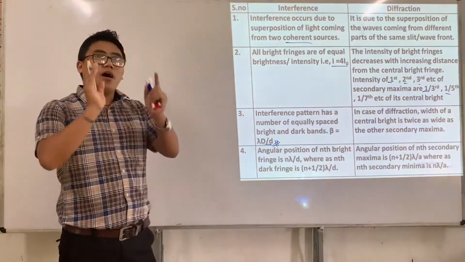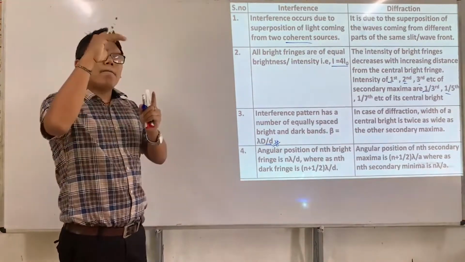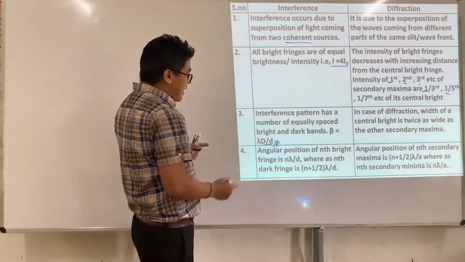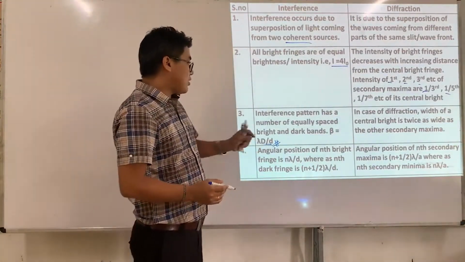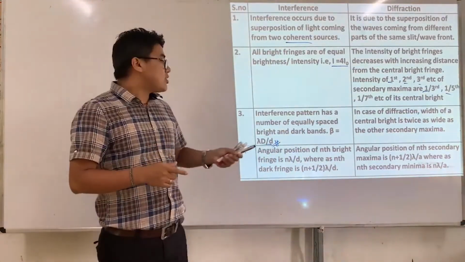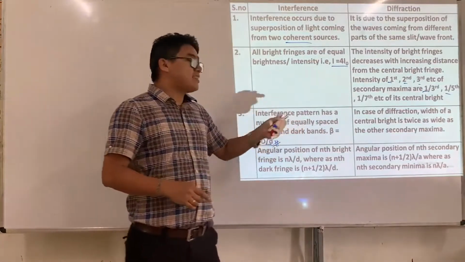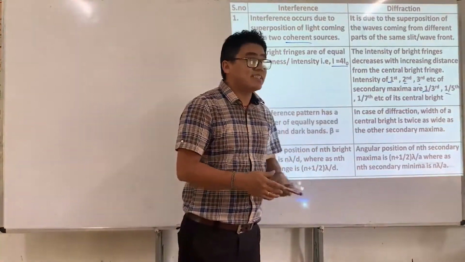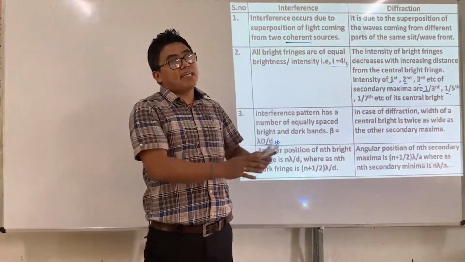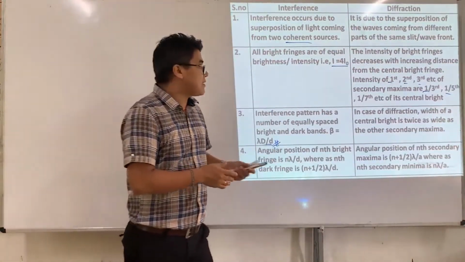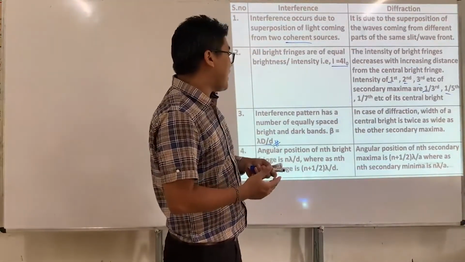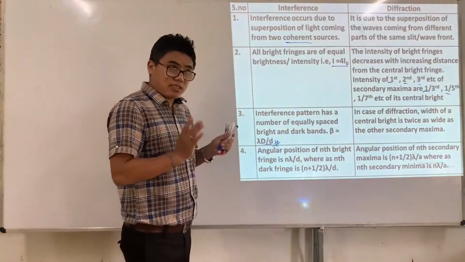the width of an individual bright band or dark band is given by lambda D by small d, whereas in case of diffraction, it is not equally spaced. In interference, it is equally spaced. However, in case of diffraction, the center is going to be twice its secondary maxima. So that means the width of the central bright is twice as wide as the other secondary maxima. So this is the third difference.